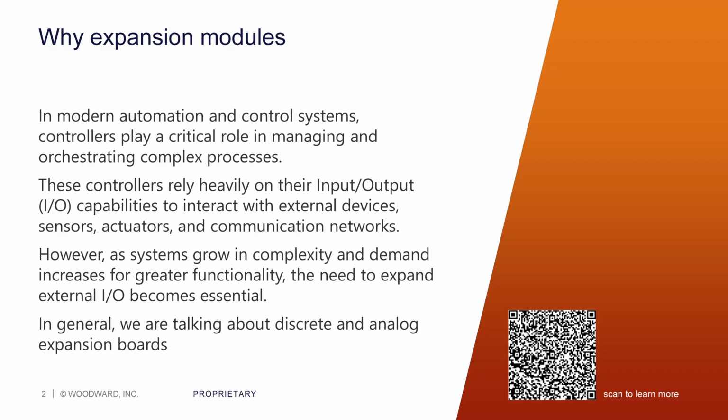In modern automation and control systems, controllers are the backbone of managing and orchestrating complex processes. To ensure seamless operation, these controllers depend on their input-output, or I/O, capabilities to communicate with external devices, sensors, actuators, and networks. But as systems grow in complexity, the demand for more functionality increases. This is where expanding external I/O becomes essential. Stay tuned as we dive into how to integrate them into your automation system.